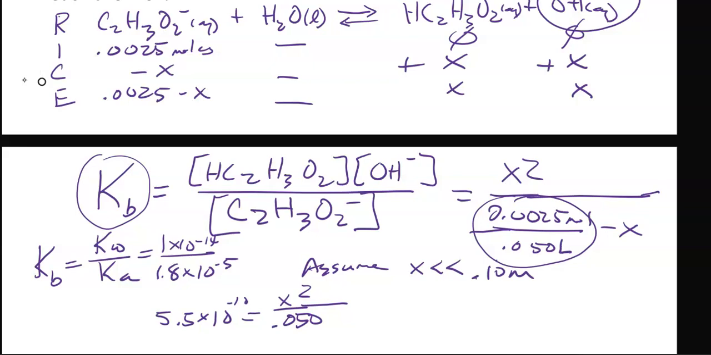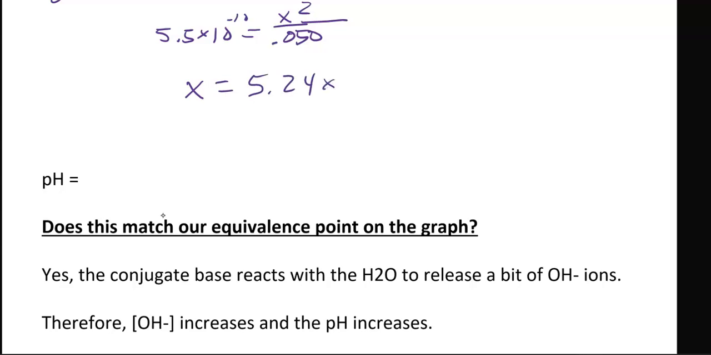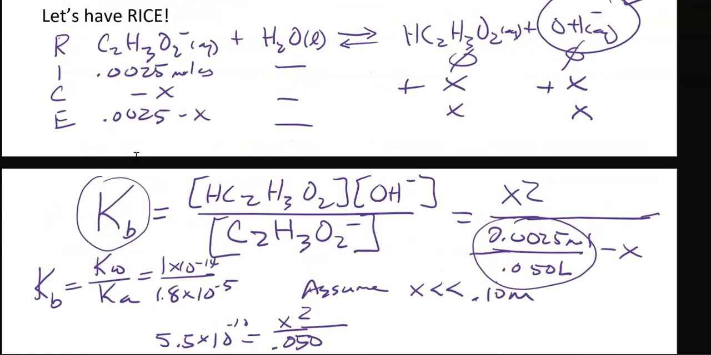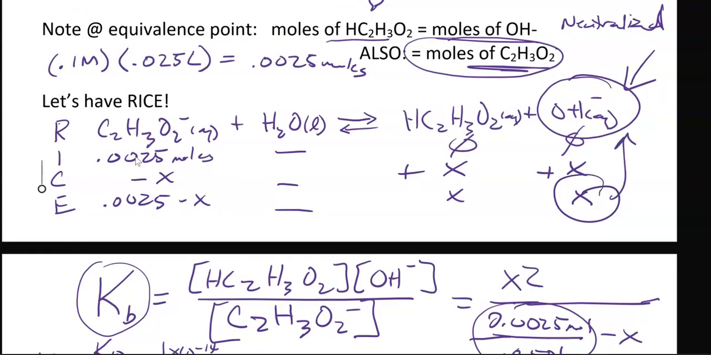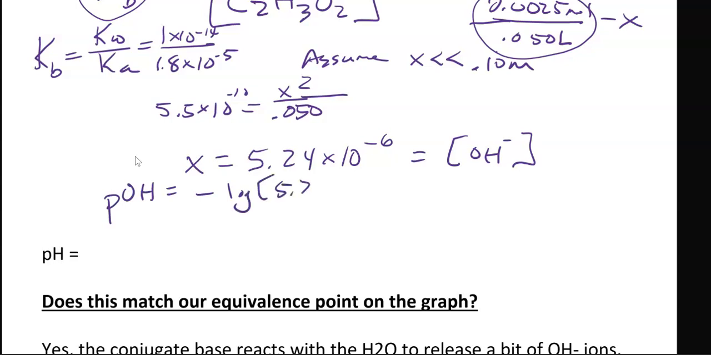Y'all know how to rearrange the equation, solve for X. I'm going to skip that step because I feel like y'all are comfortable with that. So X is equal to 5.24 times 10 to the negative 6. And this is where you're like exhausted from doing all this math. But if you go back and remember, X is the hydroxide concentration at the end of this step. So since that is your hydroxide concentration, what can you calculate? How about pOH? Put that in your calculator. You get 5.280. Are we done? No.